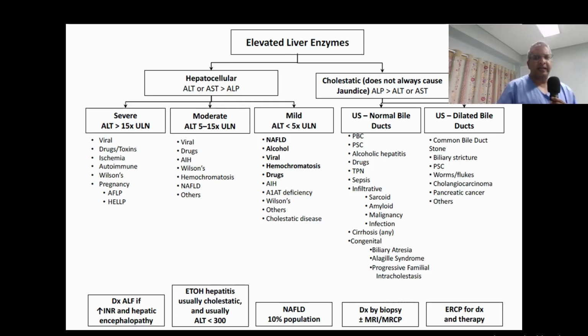Okay, and ERCP you want to use in the context of a cholestatic picture with normal bile ducts, or even if you're suspecting that there is a bile duct stone that you want to disimpact and remove. Okay, and PSC, you probably want to diagnose this by MRCP or MRI. Okay, so guys, we said elevated liver enzymes. Is it hepatocellular or cholestatic? If it's hepatocellular, you stratify your approach based on the degree of elevation of ALT compared to the upper limit of normal. And if it's cholestatic, your next part is ultrasound: are there dilated bile ducts or not?